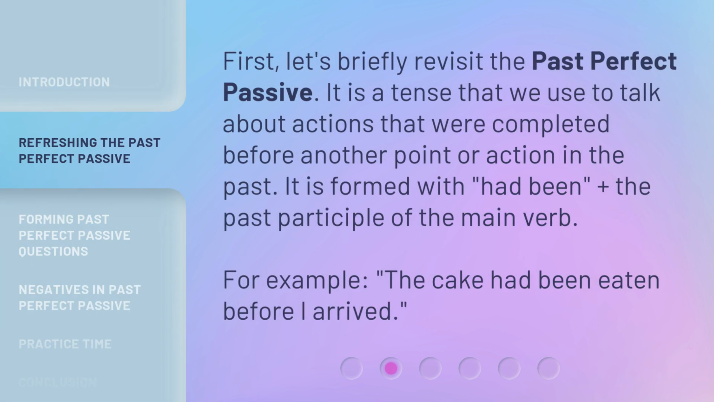First, let's briefly revisit the past perfect passive. It is a tense that we use to talk about actions that were completed before another point or action in the past. It is formed with had been, plus the past participle of the main verb. For example, the cake had been eaten before I arrived.